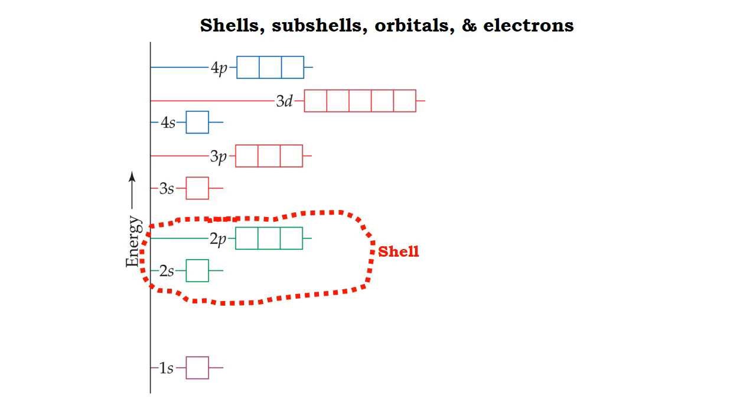Now, this entire area outlined in red represents the second shell, and this whole set of 3 boxes would represent the 2p subshell. One of the boxes is an orbital, and if we put electrons inside, they're represented by arrows. One of these arrows would be the electron inside the orbital, which is inside the subshell, which is inside the second shell.